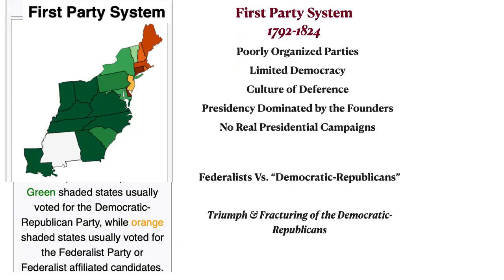Note that under the first party system, I have a Wikipedia map here, which is a very interesting map because it just shows overall voting patterns throughout that entire first party system. The orange or reddish shaded states here, red to yellow, are states that generally tended to vote for the Federalist Party, and green for the opposing Democratic Republican Party, which I'll outline a little bit later. But before we get into that, I want to note that the first party system was characterized by fairly poorly organized parties. Well, first, they weren't parties at all.